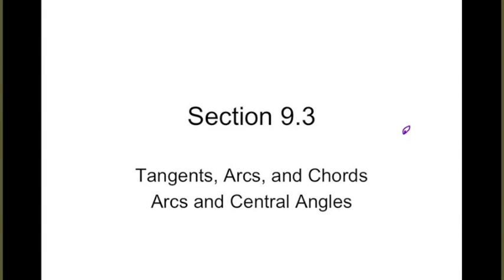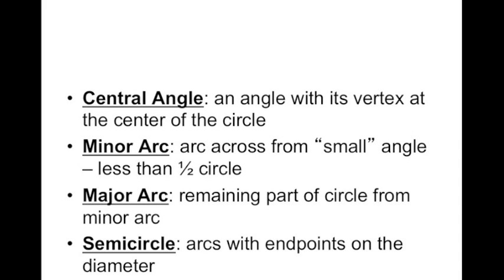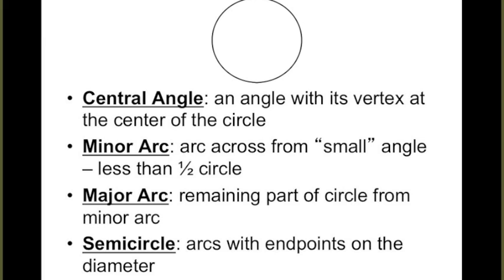Okay, we are continuing our lessons on circles. Today we are going to talk about arcs, which is a portion of a circle, and central angles. So first we're going to start by defining what a central angle is. A central angle is an angle with its vertex at the center. That's a nice definition because it is what it sounds like. A central angle has its vertex at the center of a circle.